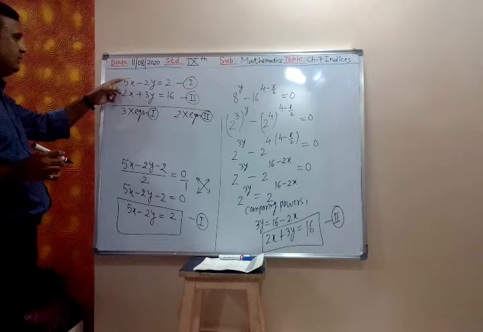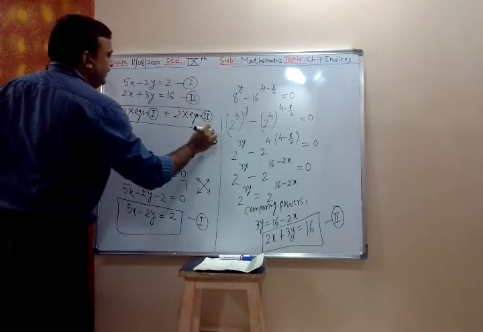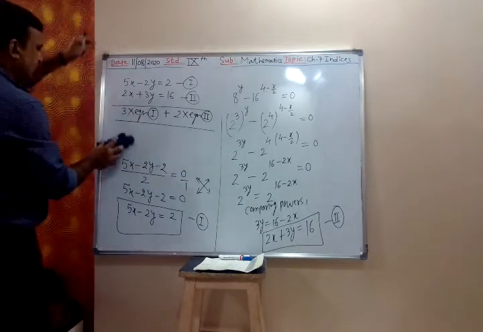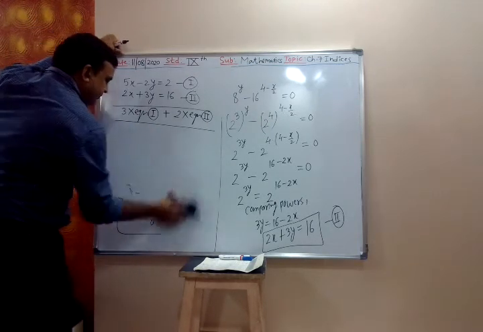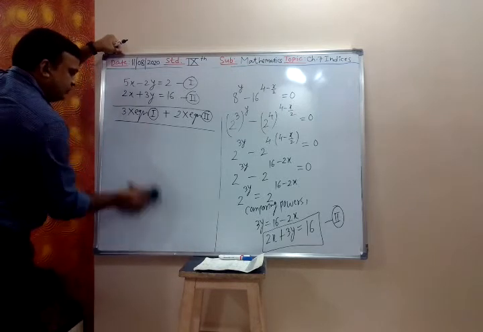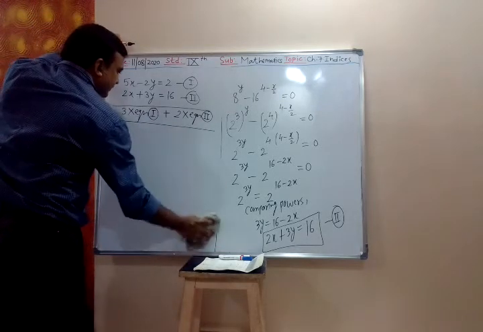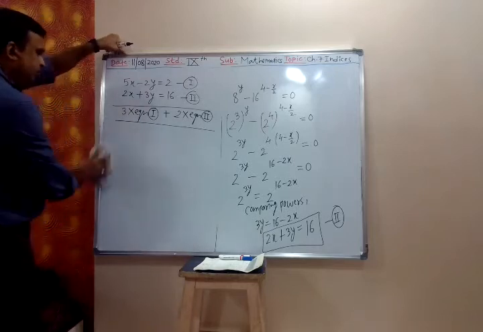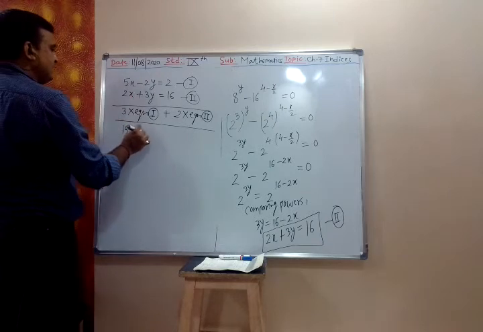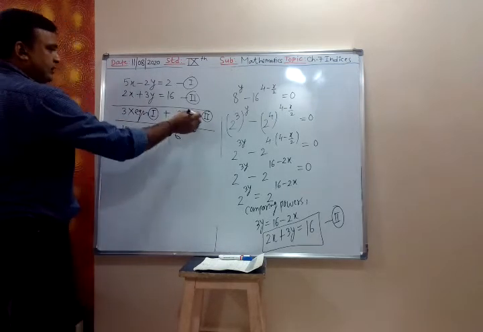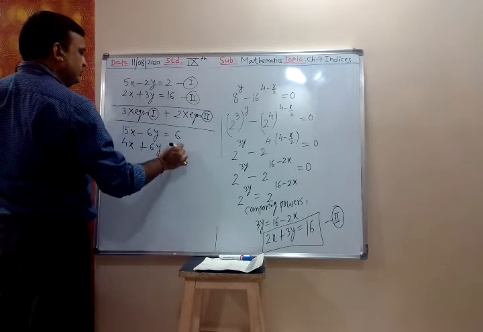If you make coefficient of x equal, then you have to subtract. And they have opposite signs, so I will write plus. Whenever they have opposite sign, you have to add. So now multiply equation 1 by 3, equation 2 by 2 and add them to get the value of x and y. So equation 1 by 3, so 15x minus 6y is equal to 6. Equation 2 by 2, so 4x plus 6y is equal to 32.